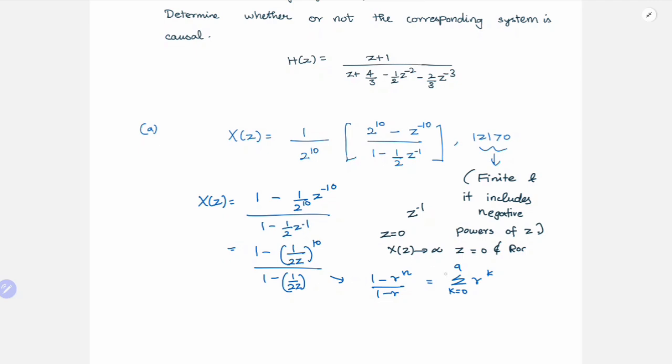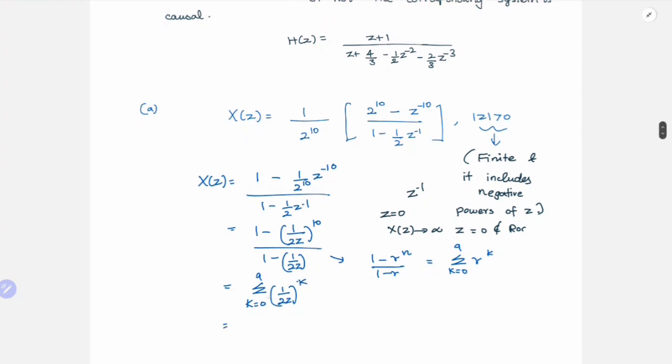And there is no constraint on your r. If r is less than 1, you write it in this form. And if your r is greater than 1, you just multiply minus 1 in numerator and denominator, and you can write it in the other form. So this is valid for all r. So then this is nothing but summation k equal to 0 to 9, (1 by 2 z) power k. So this is like summation k equal to 0 to 9, 1 by 2 power k z power minus k. So this is your X of z.